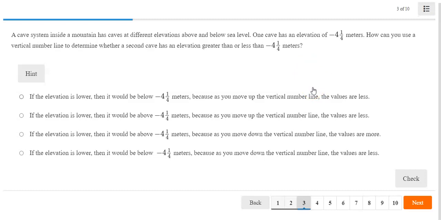If the elevation is lower, then it would be above negative 4 and 1/4 meters. No, it would be below. So these two are out. Let's look at this last one. If the elevation is lower, then it would be below negative 4 and 1/4 meters, because as you move down the vertical number line, the values are less, and that one is correct.